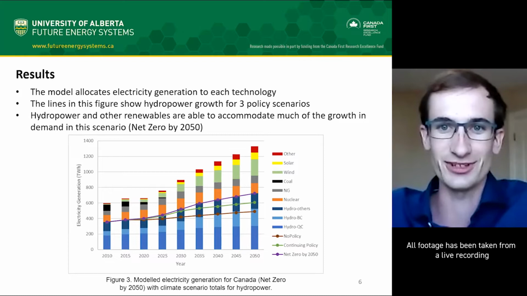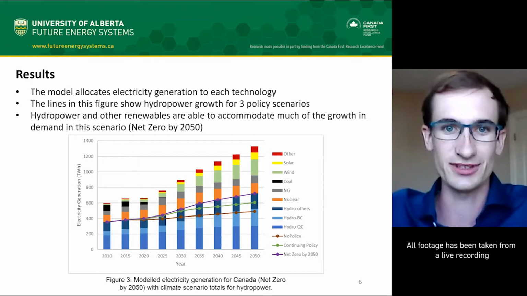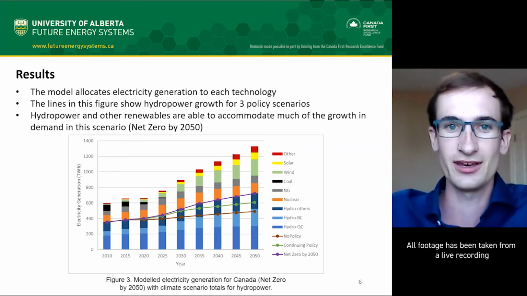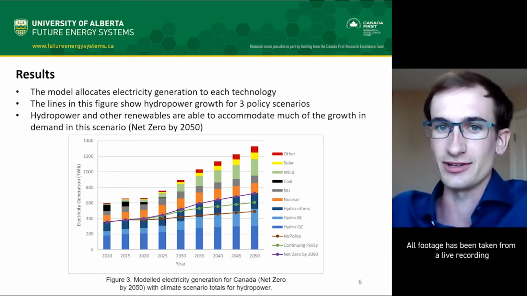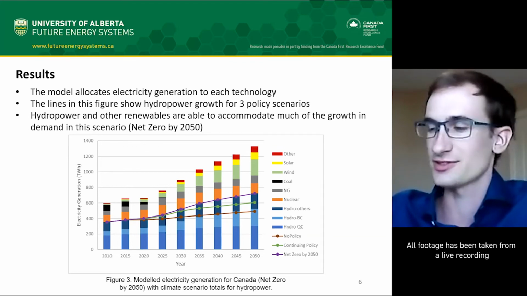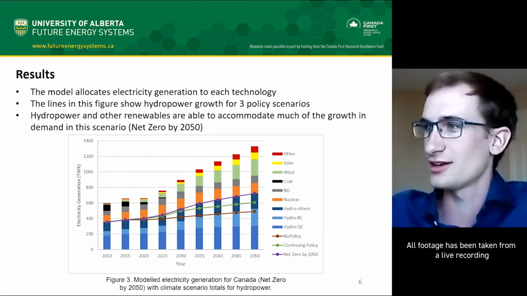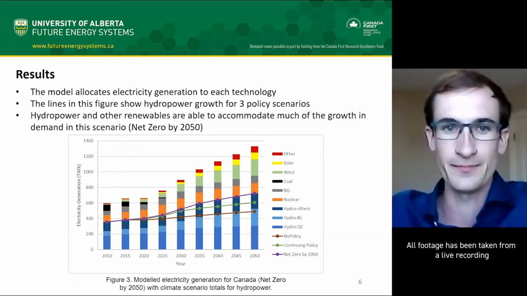This figure here shows electricity generation by technology to 2050. It shows a scenario with significant electrification to reach net zero GHG emissions for Canada by 2050, most of which is accommodated by new hydropower and other renewable sources. The hydropower growth is really focused in BC and Quebec, and the lines in the figure show how hydropower would expand for 3 different scenarios, with the lower one being when no climate policies are in place, the middle one with existing federal climate policies, and the higher one with net zero by 2050. As demand increases for electrification.